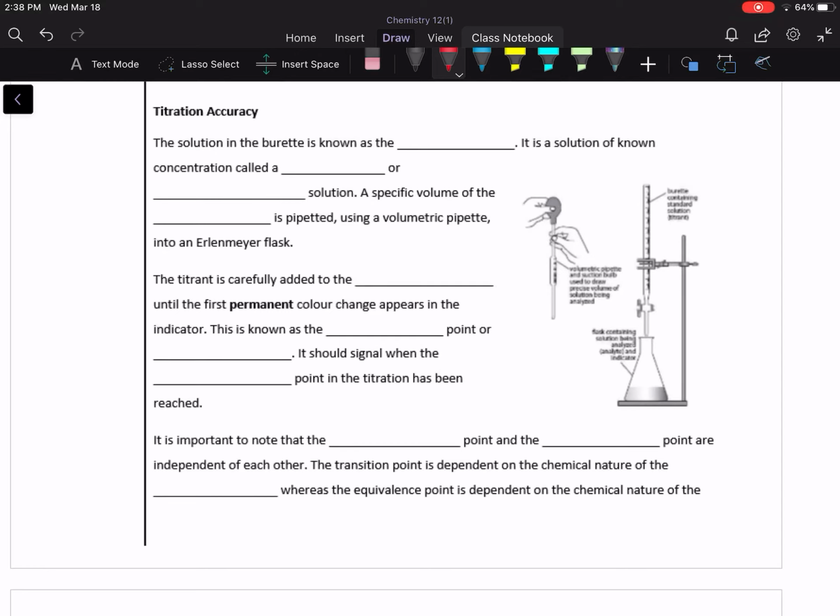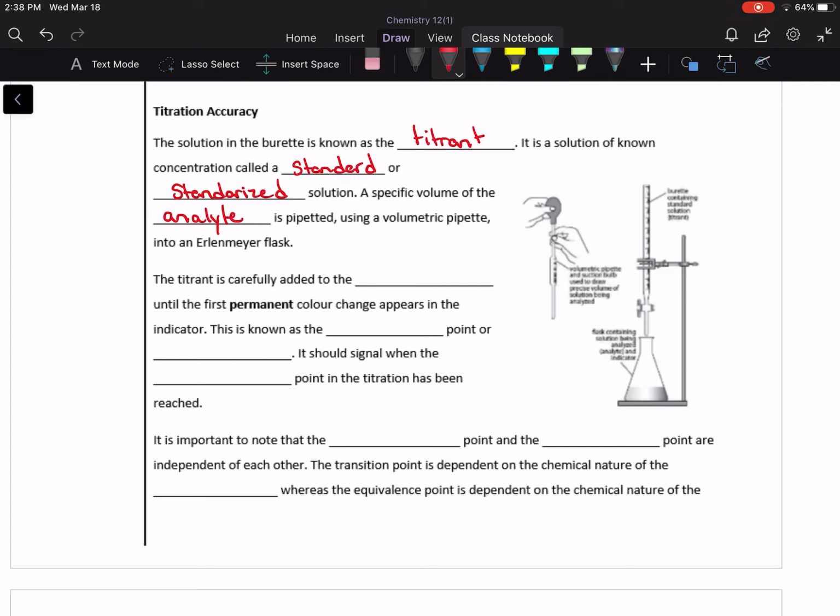When performing a titration, the solution in the burette is known as the titrant. It is a solution of known concentration, which we call either a standard or a standardized solution. A specific volume of the analyte is pipetted using a volumetric pipette into an Erlenmeyer flask.